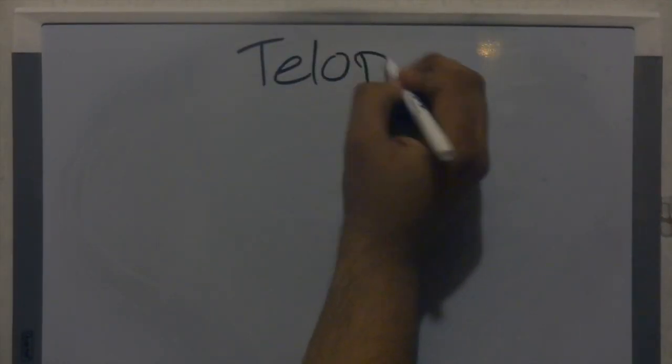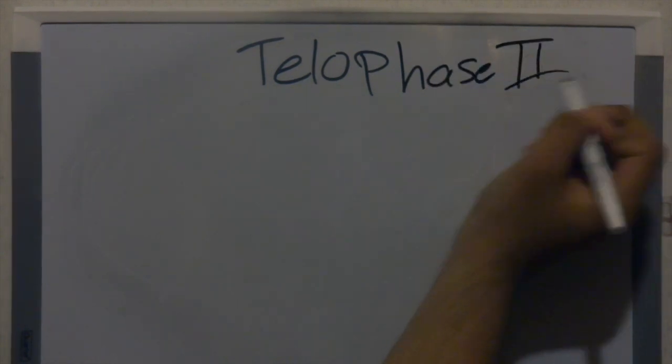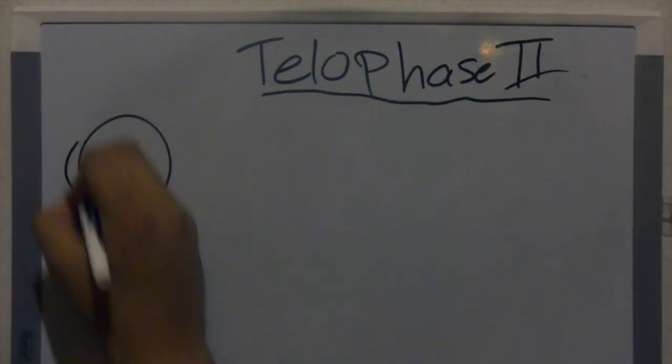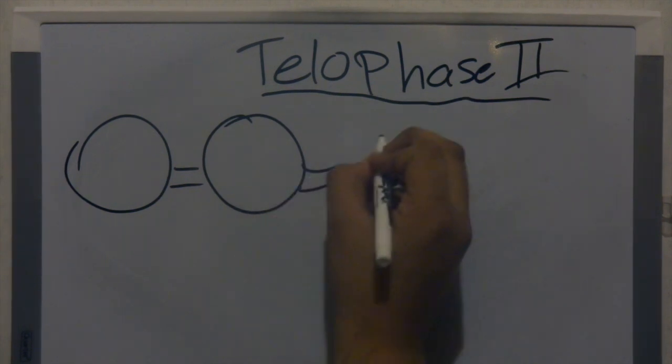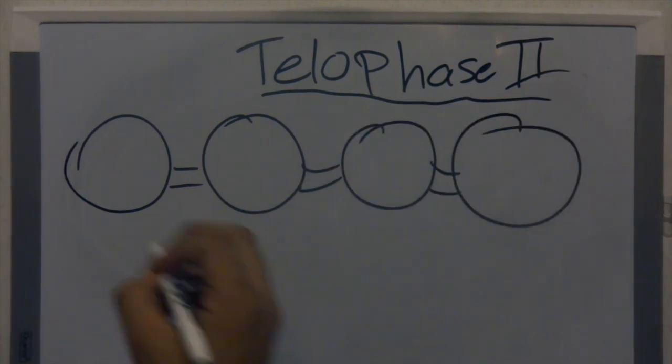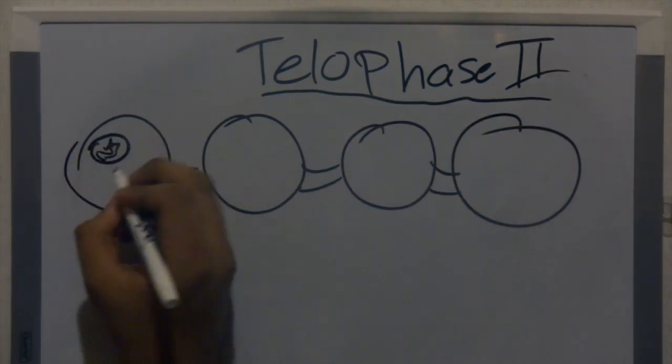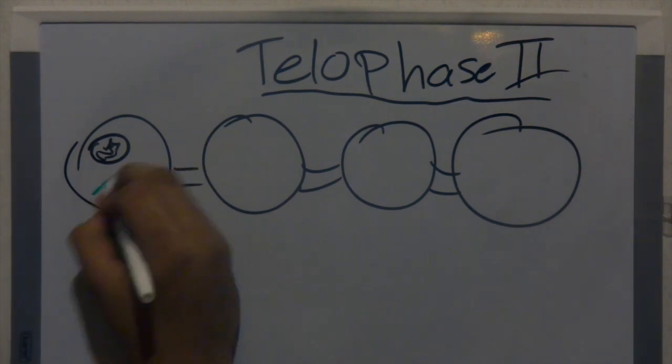Telophase 2 of meiosis II. A nuclear envelope forms around each set of chromosomes. Cytokinesis takes place, producing 4 daughter cells, each with a haploid set of chromosomes.